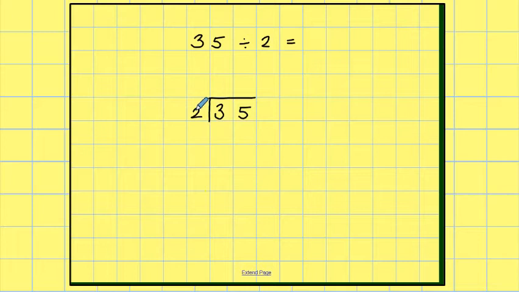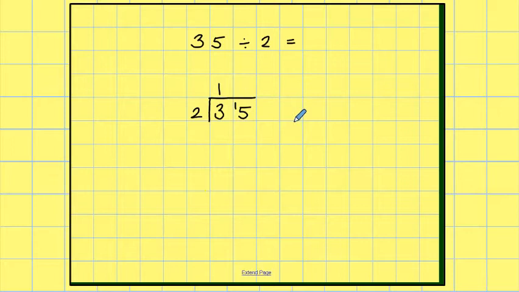So we look at this number 3. How many 2s go into 3? Well, I've got 1, 2, a lot of 2 in 3, and there's 1 left over. So we put that 1 left over here.